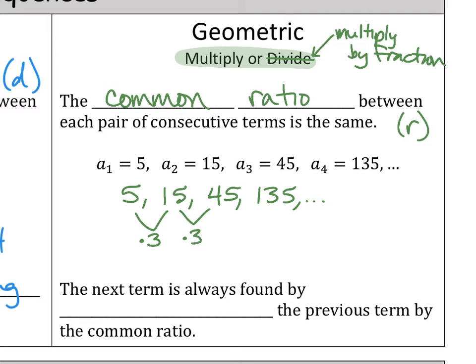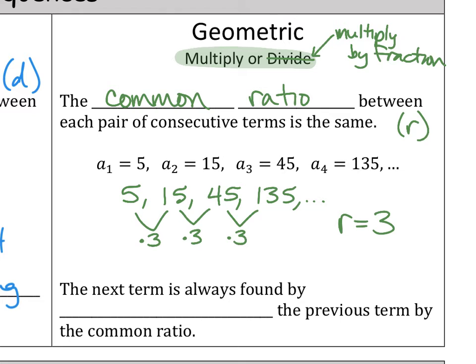Double check me in your calculator. Is 15 times 3 45? Yes. How about 45 times 3? Yes. If that number is not the same the whole way across, something's wrong. So double check it. Are you sure? Okay, so that means the common ratio is what number? Times 3.